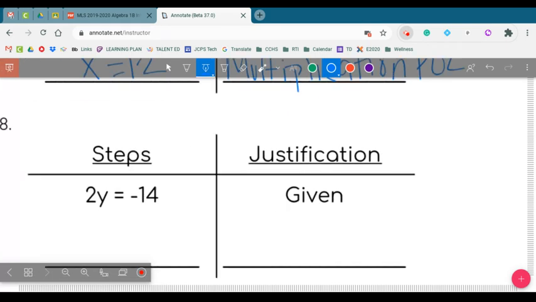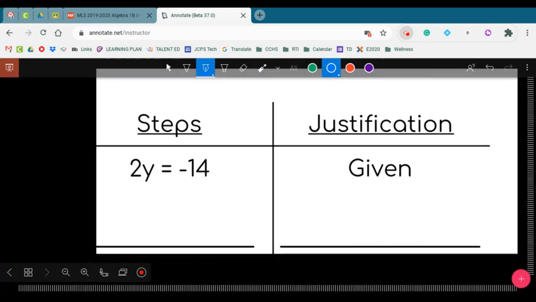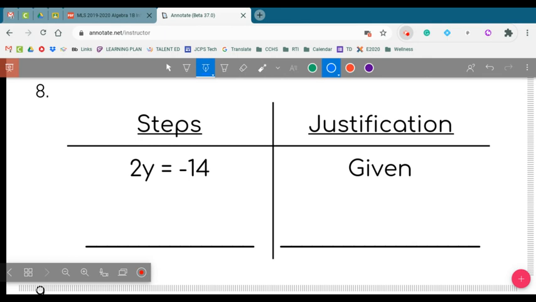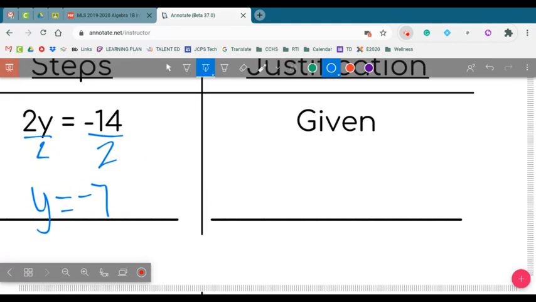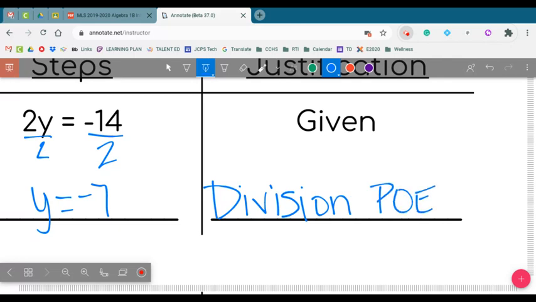Okay, in our last one, we have 2y equals negative 14. How do we get y by itself? We have to undo our multiplication because that's what's holding 2 and y together. So we're going to divide both sides by 2. Negative 14 divided by 2 is going to be negative 7. So what did we do to both sides? We divided. So it's going to be division, POE. And another thing, if you do not put POE and you did it to both sides, you will miss some points. So make sure you put that.